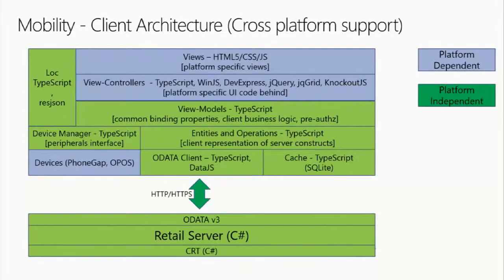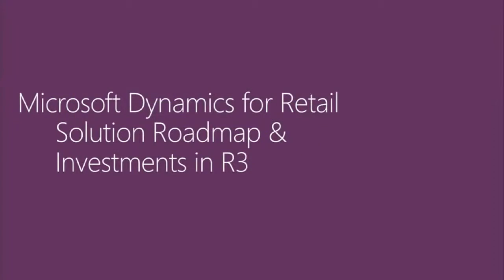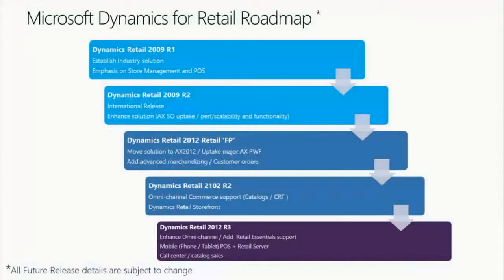And so with that, hopefully you get, and you can investigate this in some of the other sessions that we have at Convergence, that Dynamics for Retail is based on a very modern architecture that is written in a modular form so that you can have those seamless retail experiences across multiple channels. With that, I'll go a little bit deeper into both how we have evolved the solution and the specific investments we've made in R3.